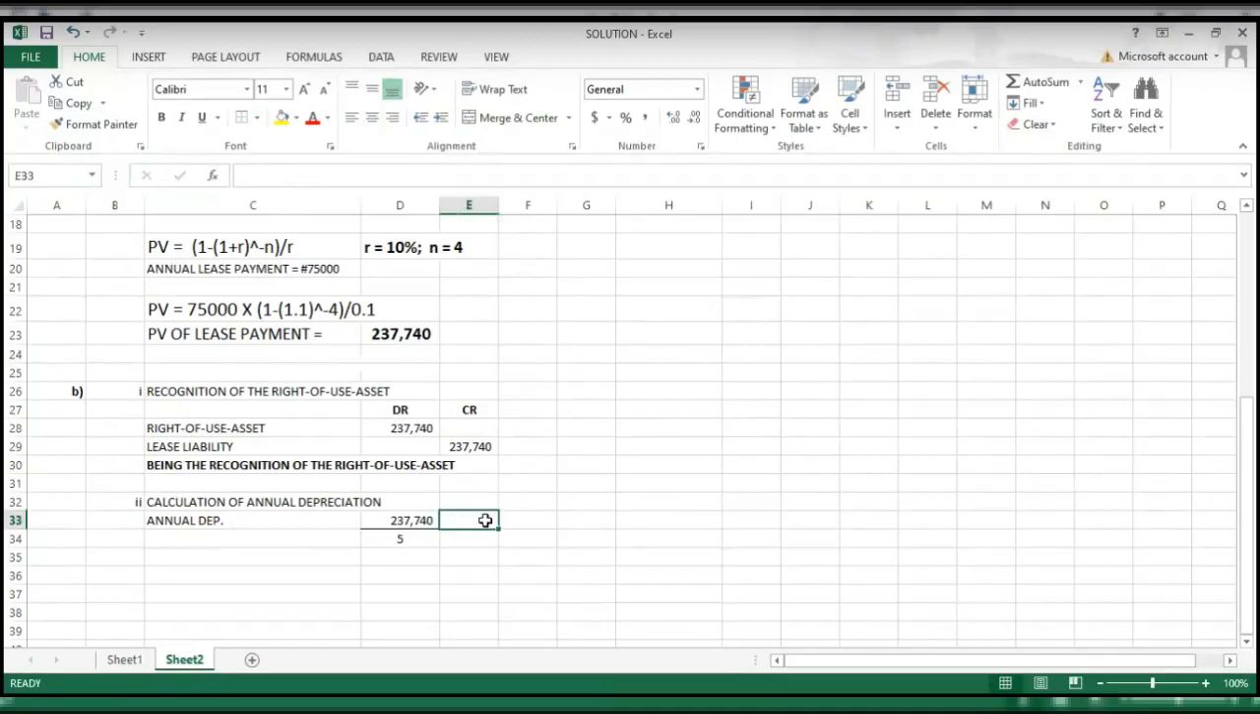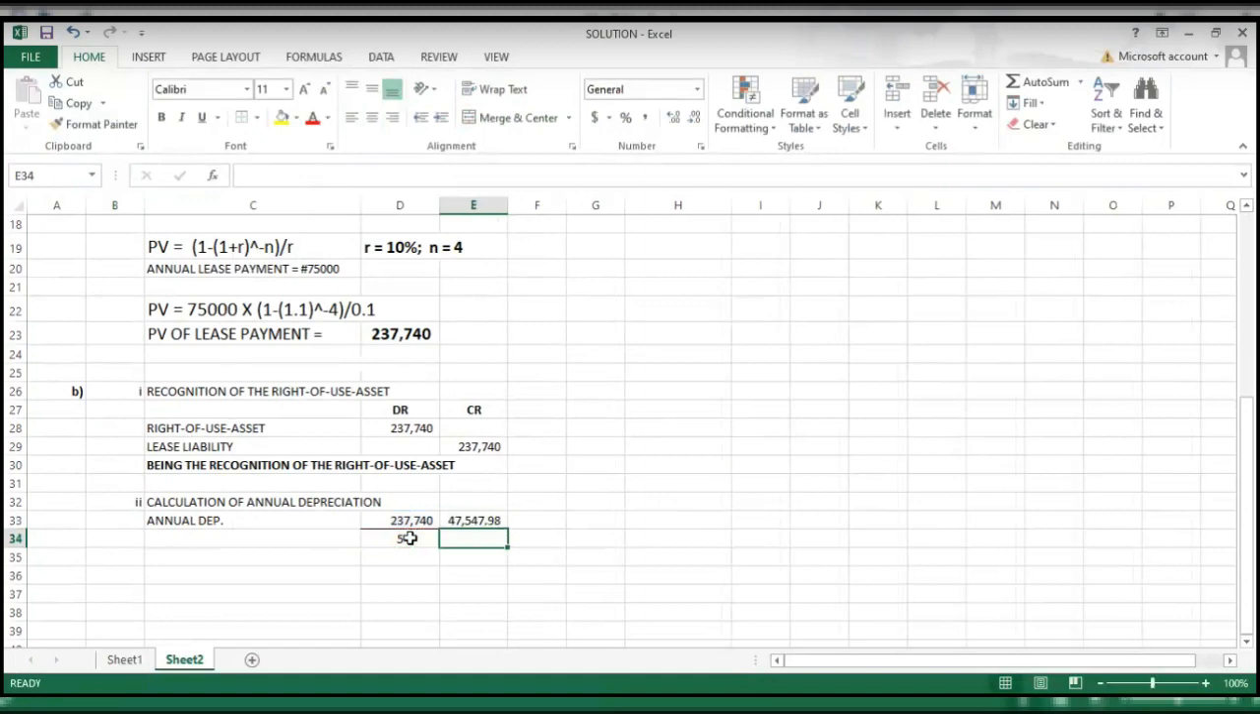And what is that going to give us? This divided by this will give us the annual depreciation. So this is going to be our annual depreciation, 47,548. That is what we determine in that place.